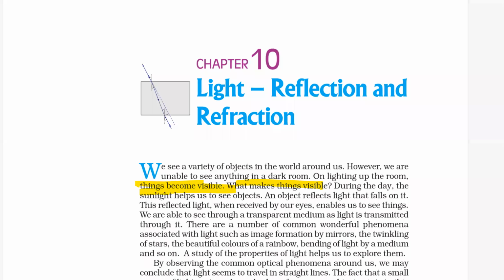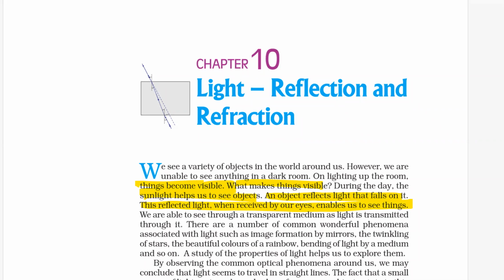During the day, sunlight helps us to see objects. An object reflects light that falls on it. This reflected light, when received by our eyes, enables us to see things. So how do we see things? Actually the object reflects light that falls on it, and this reflected light, when received by our eyes, enables us to see things.